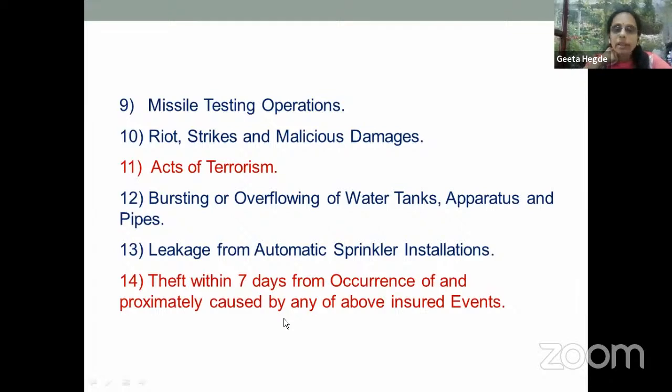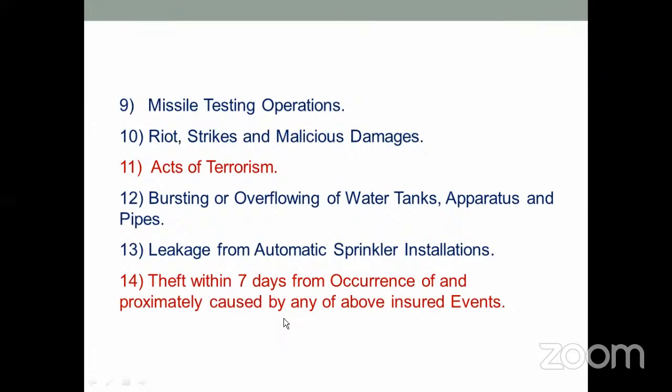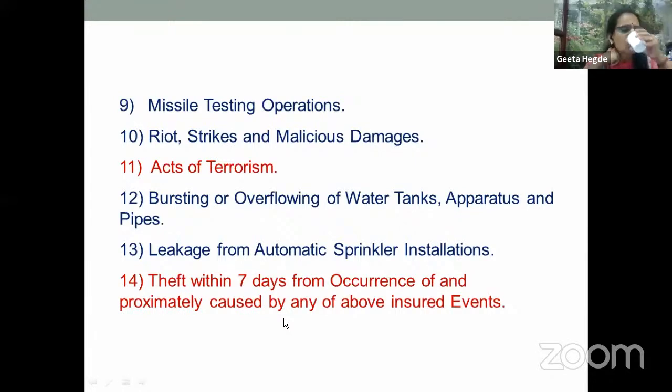So theft is not just a peril added under this policy, but theft after the peril covered under the policy, occurring within 7 days from the occurrence and proximately caused by any of the above insured events. So the proximate cause should be fire and allied perils, followed by theft within 7 days. So you see the difference.